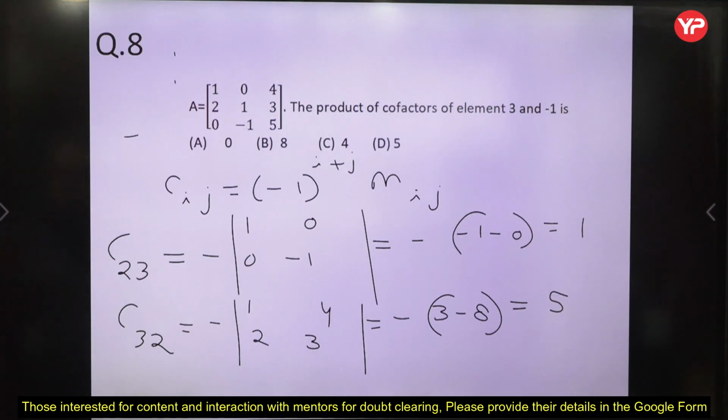So sometime they can ask you such question also, adjoint, cofactor, inverse, minor, all these concept you have to prepare. Now come to next question.